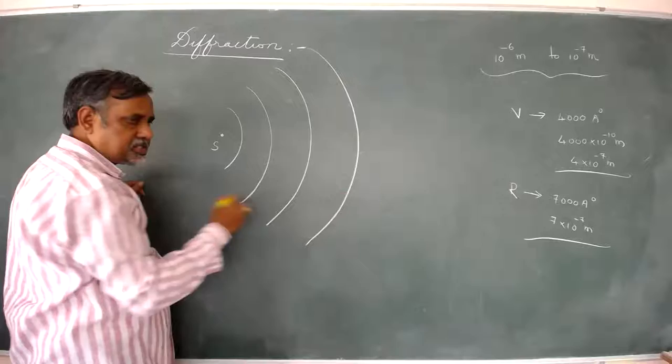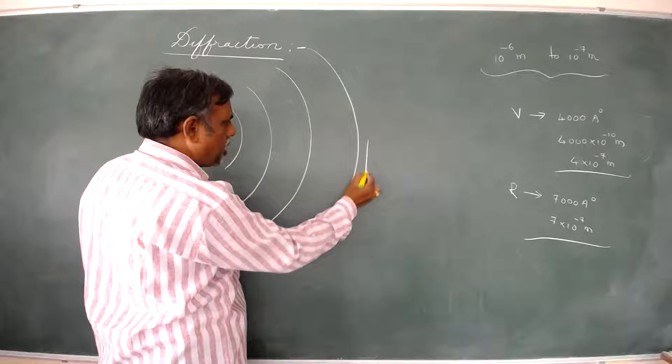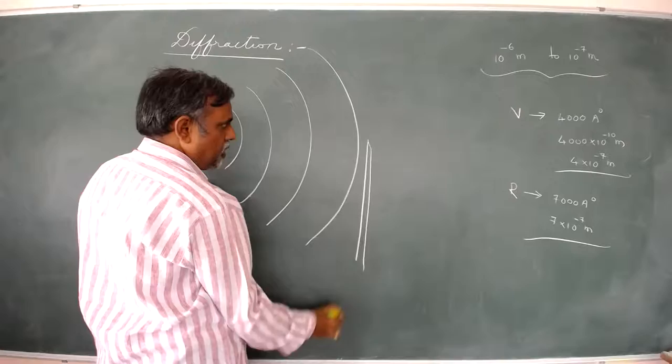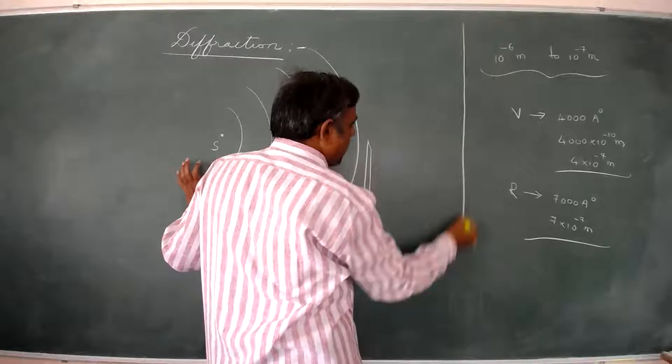Now, in the propagation of the spherical wavefronts, I will place one sharp edge over here like this, which is opaque. Very sharp like this. Then on this side, I will place one screen like this.